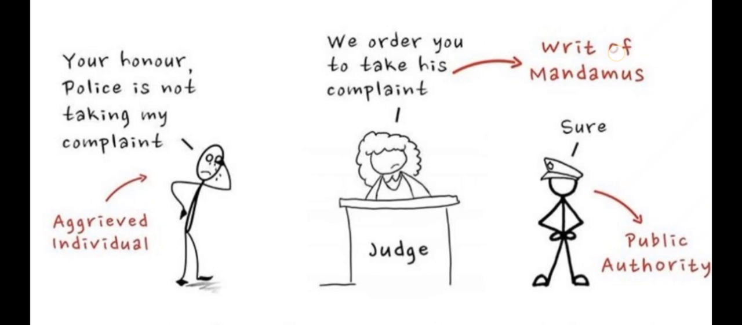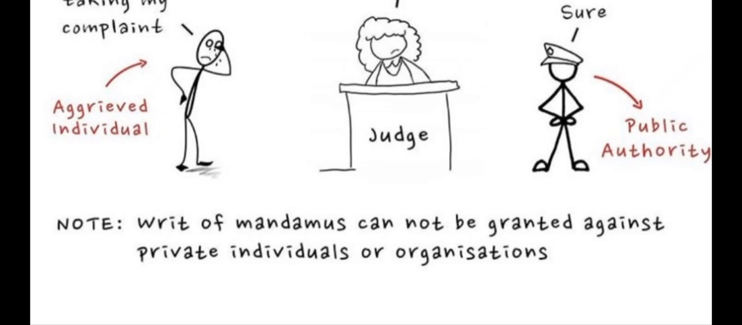Mandamus is only applicable to public bodies or public officials. It means public bodies, corporations, inferior courts, tribunals, and government bodies. These function on the basis of the government, that's why the mandamus command will be issued on government bodies only. It means the mandamus writ cannot be granted against private individuals or organizations. Organizations that work on the basis of individuals are private, so mandamus is not applicable to them.